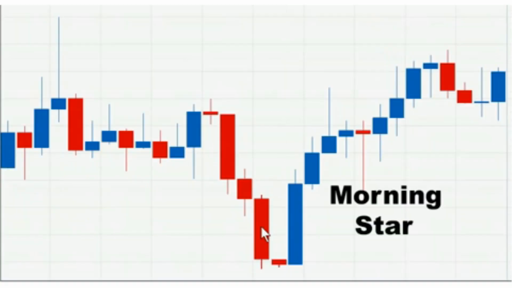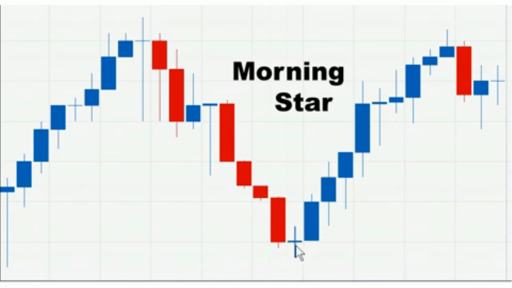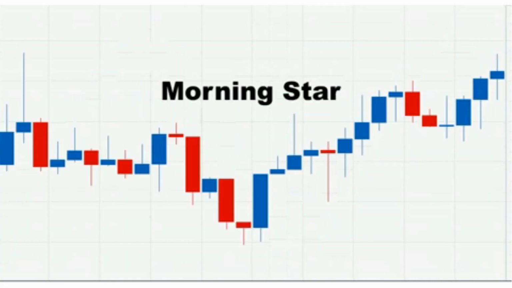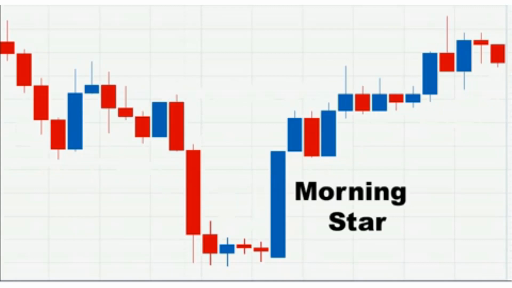The longer the red and blue candles, the more forceful the reversal. The more indecision of the indecision candle, the better probability that a reversal will occur. The further the third blue candle closes into the first red candle, the stronger the reversal. It's even stronger when the blue candle closes higher than the first red candle.